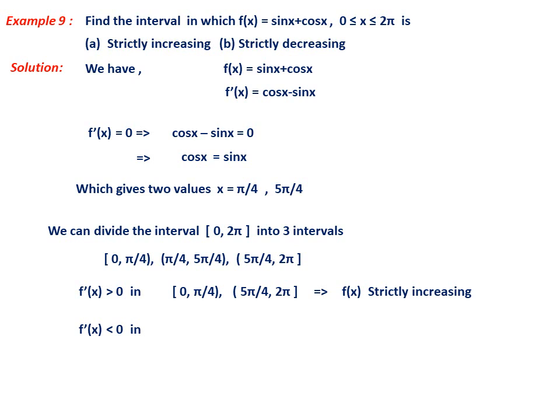And second, f dash x is negative in the interval pi by 4 to 5 pi by 4. So, there is one more thing. See, in the first interval it is increasing, so in the subsequent interval it cannot be increasing, because it would then be increasing, decreasing and then increasing. Therefore, here this is strictly decreasing. So, this is what we have to do here.